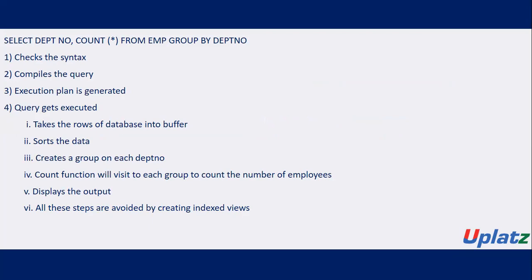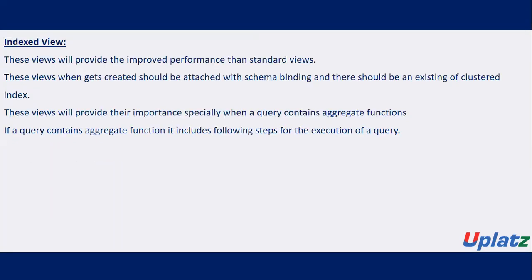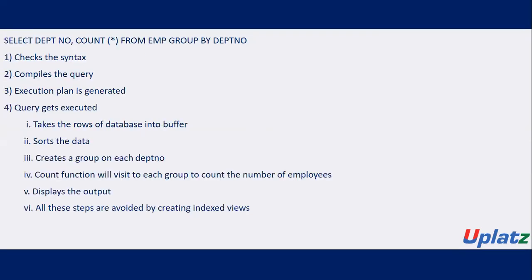If a query contains an aggregate function, it includes the following steps for the execution of the query. What are those steps? We understand them with the help of a query: select department number, comma, count star from employee group by department number. First step, it checks the syntax. And the second step is it compiles the query.